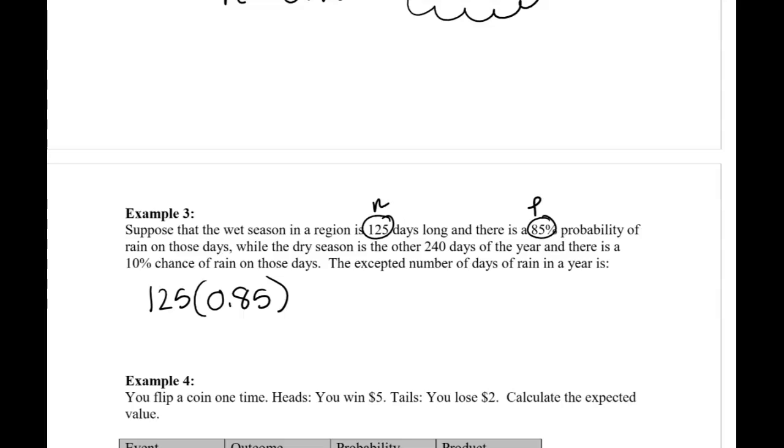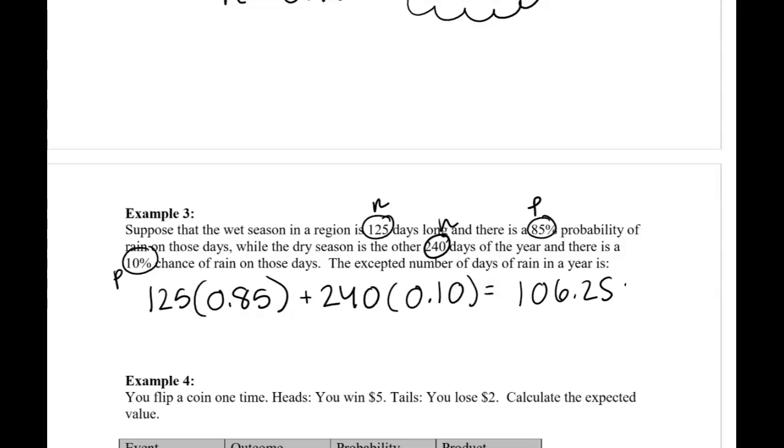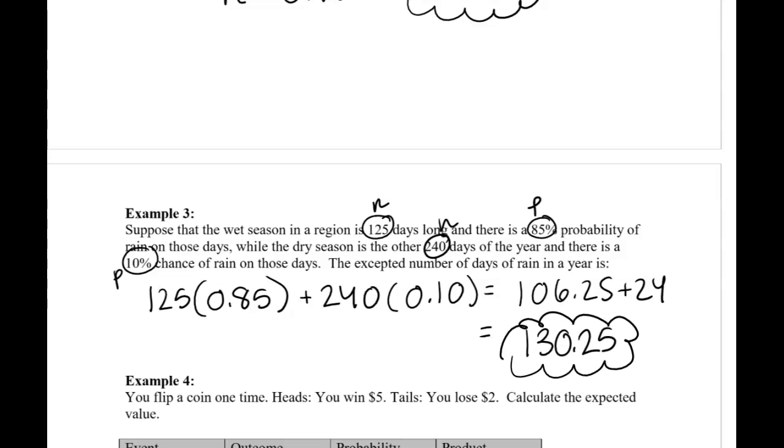We're trying to find the whole year. So the other 240 days, which is essentially our other N, there's a 10% chance of rain. So this time our NP is 240 times 0.10, or 0.1. So we end up with 106.25 plus 24. So the expected number of days of rain is about 130. It works out to be 130.25.